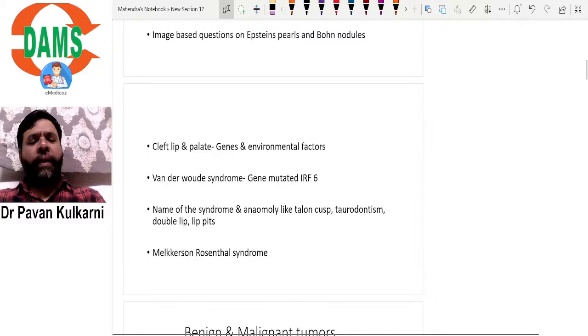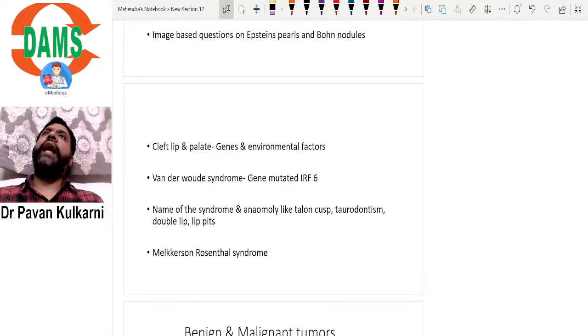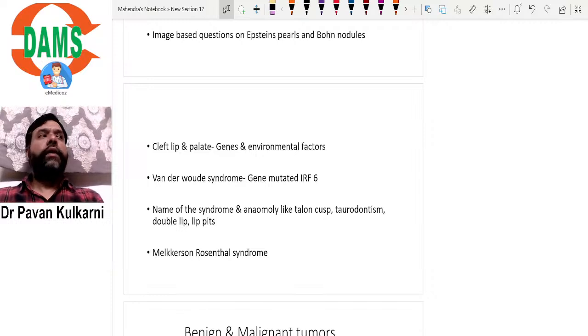Another important topic that will usually be emphasized, or they'll ask you, is cleft lip, cleft palate. Here, typically questions are asked on genes. The genetic aspect is very, very important.